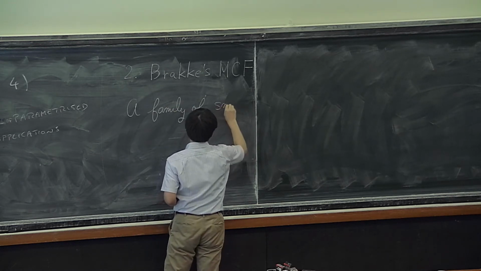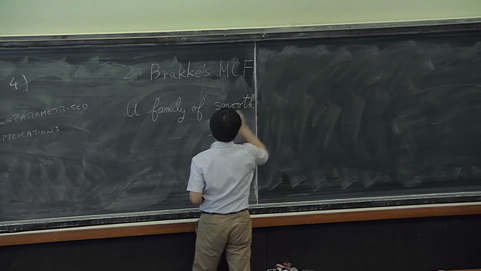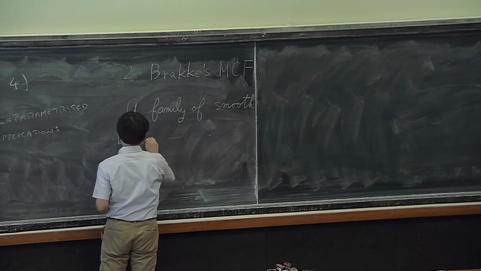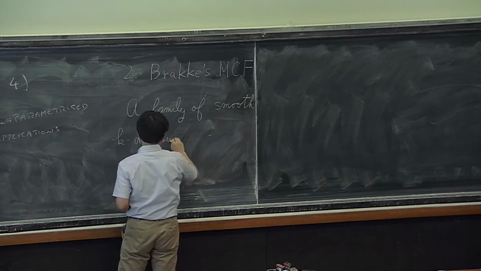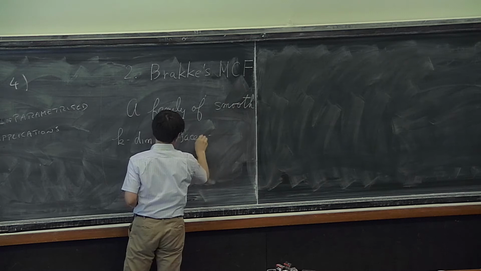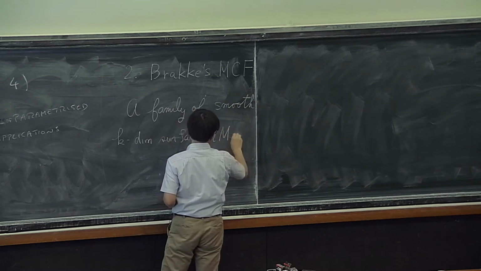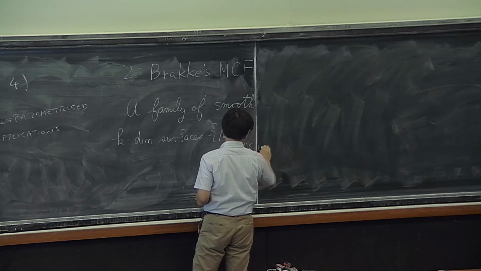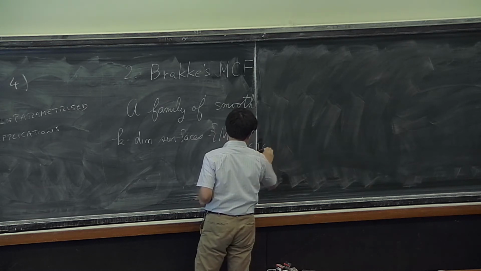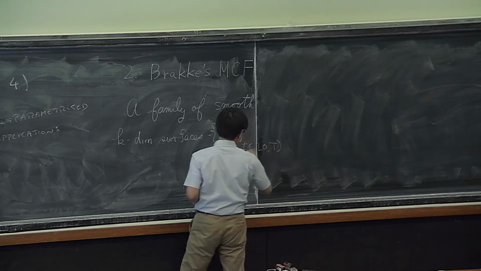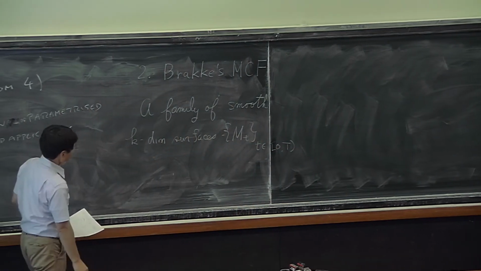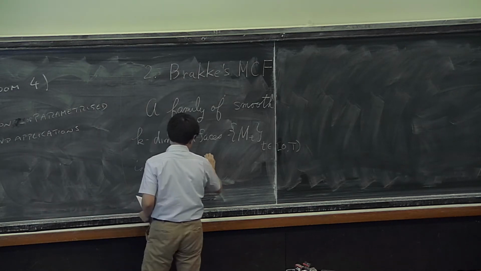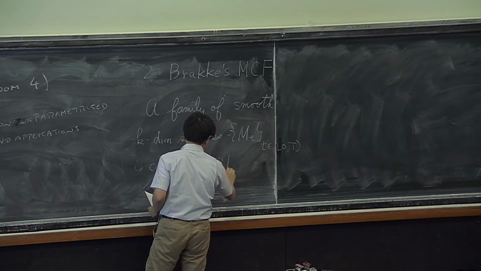let's say first, let's start with smooth k-dimensional surfaces. Let's say M_t, where t is a parameter, maybe starting from time 0 and going to some time T, is called mean curvature flow. Let me write this MCF.